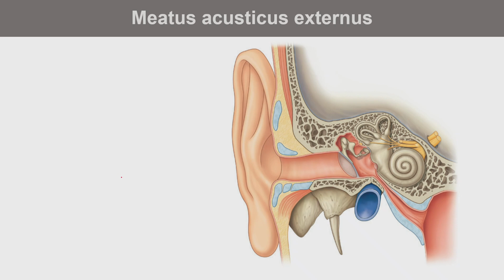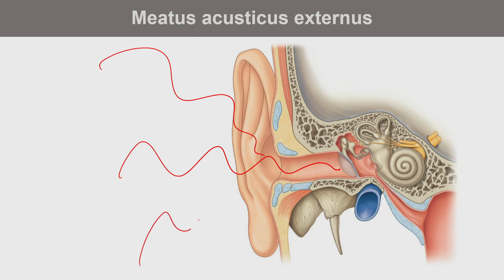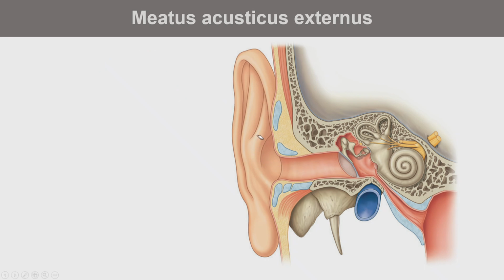The mechanical waves are concentrated by the external ear, by the auricle, and they enter the external auditory channel. Then we have the membrana tympani, the drum, which is mechanically changed, and these mechanical waves are transmitted by the ossicles through the middle ear into the osseous labyrinth.